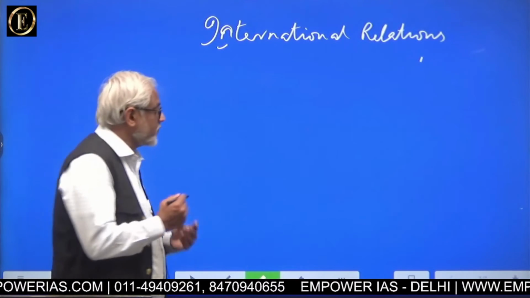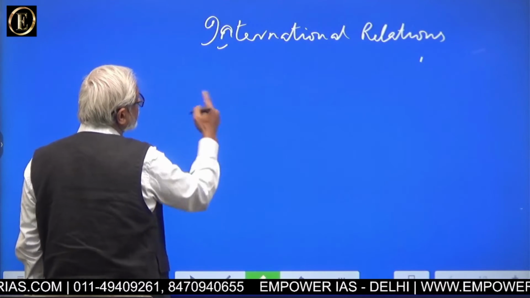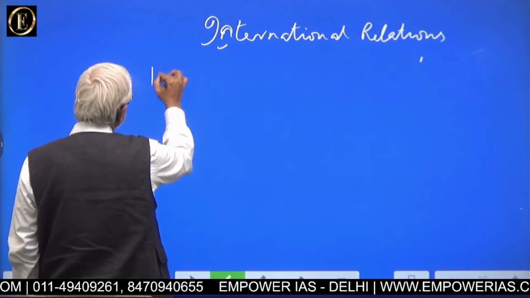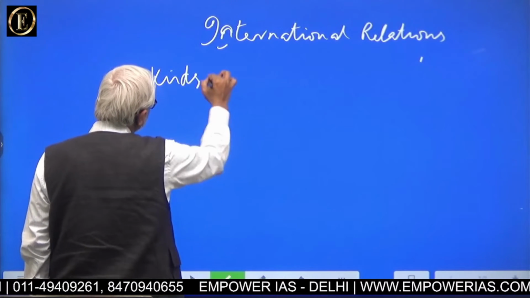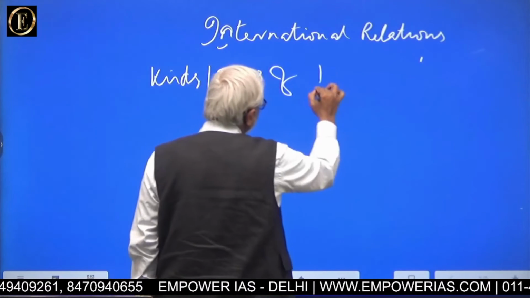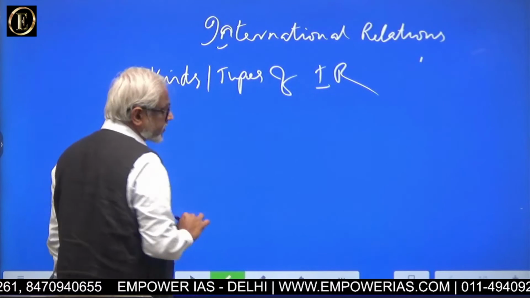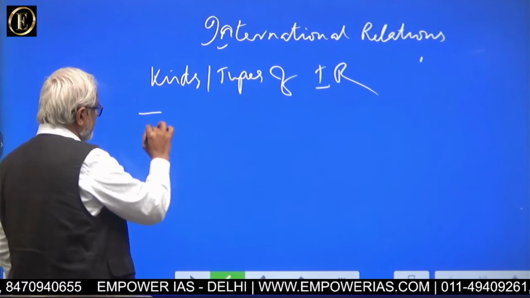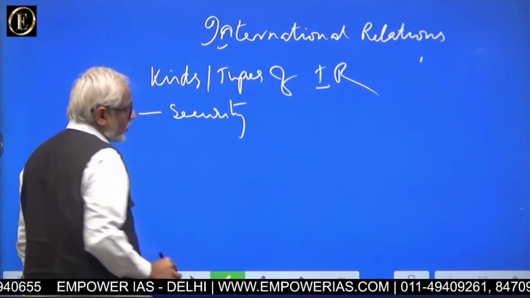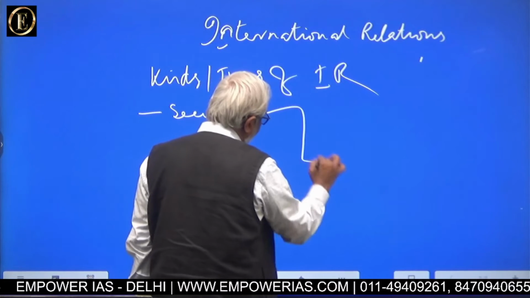Fine. So, what are the international relations? What kinds or types of international relations are there? One major area of international relations is always security, national security. Now this security can have 2 parts.